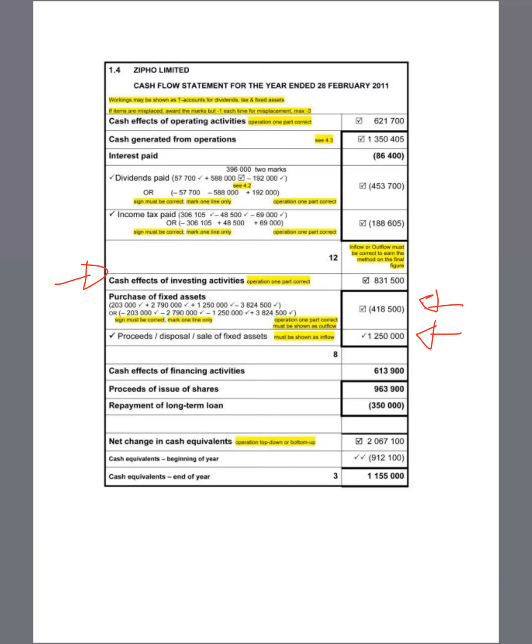1,250,000 minus 1,500... 839,500. Yes, 831,500, right? Yes. Now you take that 831,500.